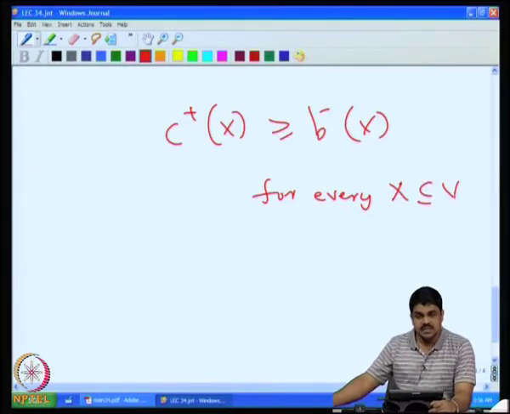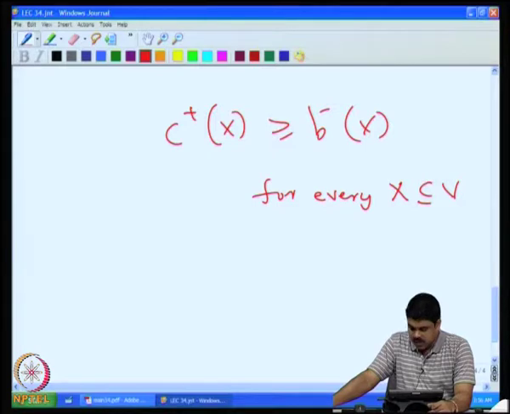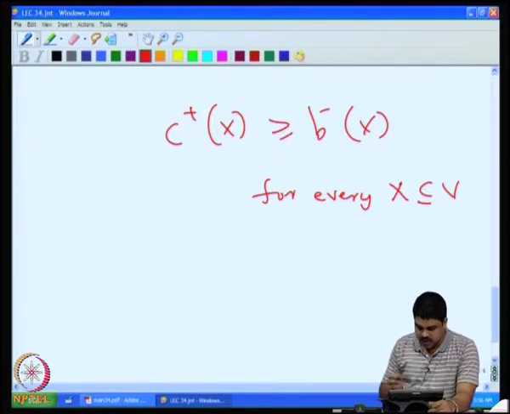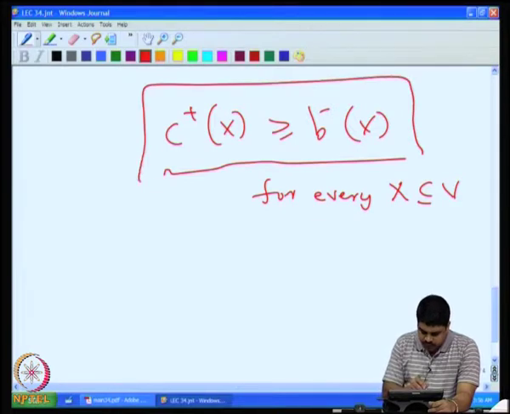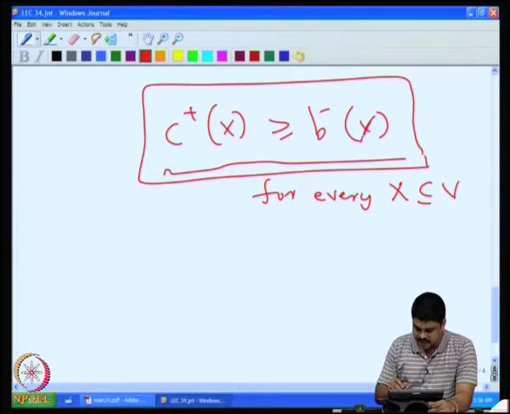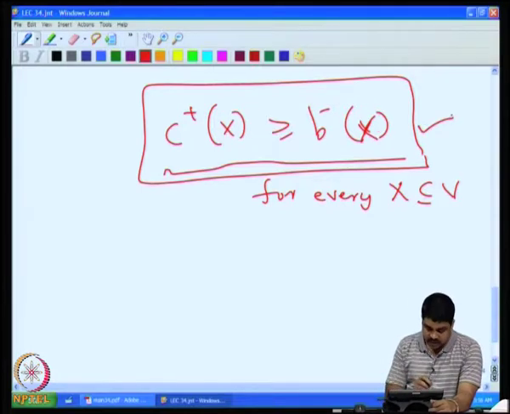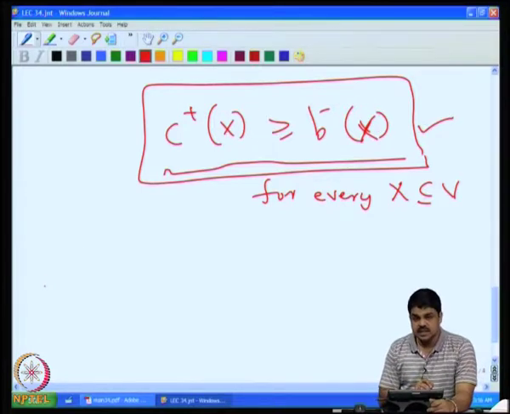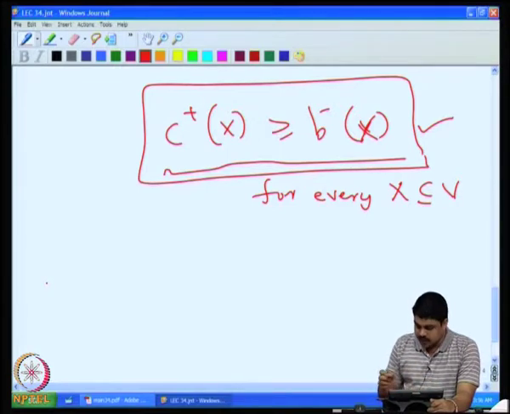This is a necessary condition for a feasible circulation, right, if the circulation is feasible, because we know each flow value has to be less than or equal to c of a for each edge and greater than or equal to b of a for each edge. Now, we are going to prove that if for each subset x this condition is satisfied, then there exists a feasible flow in the directed graph.